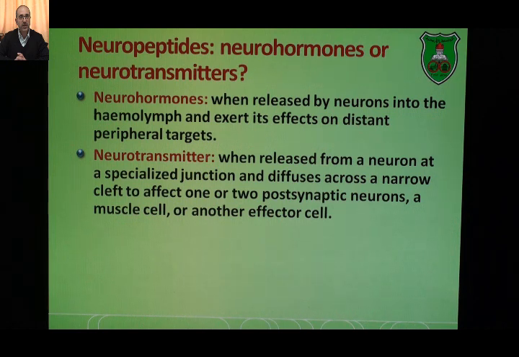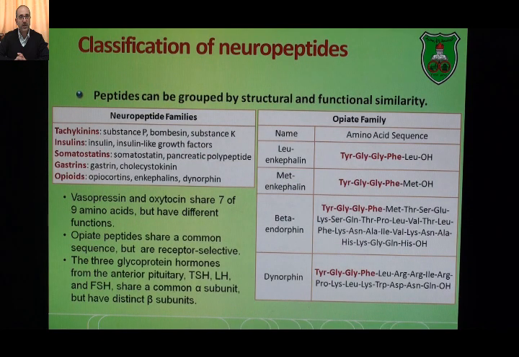So if it is released from a certain cell and then it travels, let's say, in the blood or the lymph, and it travels a long distance, then it is known as a neurohormone. Otherwise, if it functions within the same region where it is released, then it is known as a neurotransmitter. So they can be classified into different types according to structure or function. You can see that you have different neuropeptide families. For example, you have the insulins, you have the somatostatins, gastrins, and so on, and each one of them can contain different types of neuropeptides.